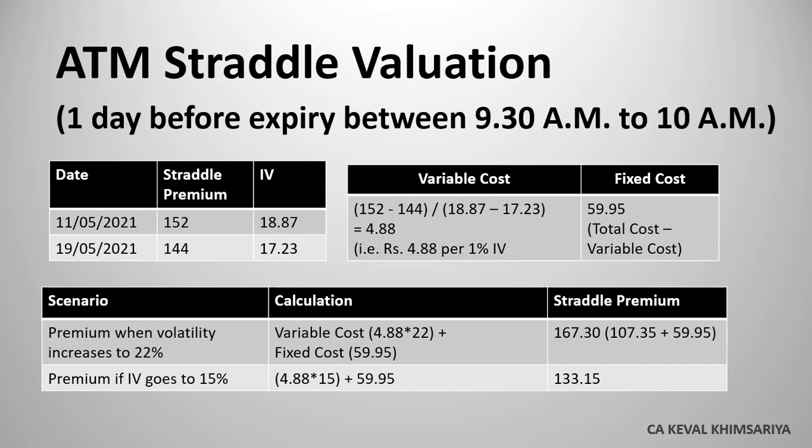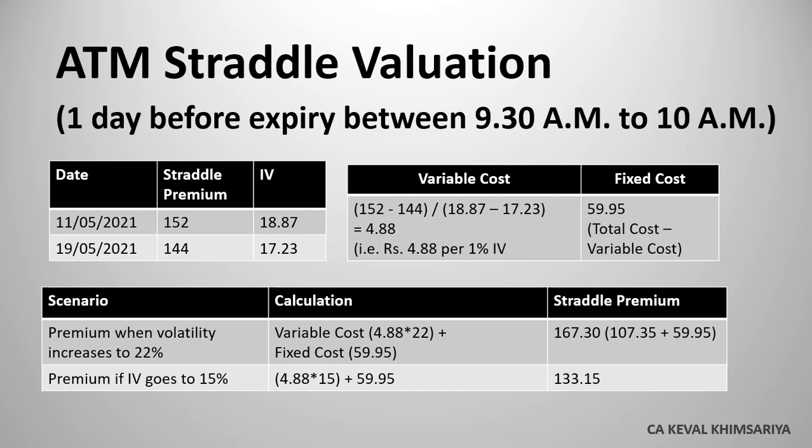If IV shoots up, this at the money straddle value will shoot up from 144 to 167.3. Now let us assume the reverse happens, that instead of increasing IV, there is a decrease in IV. So as of now, IV is trading at 17.23, right? What if it goes to 15%? So it's easy, we can calculate. We'll calculate the variable portion and add it to the fixed portion.